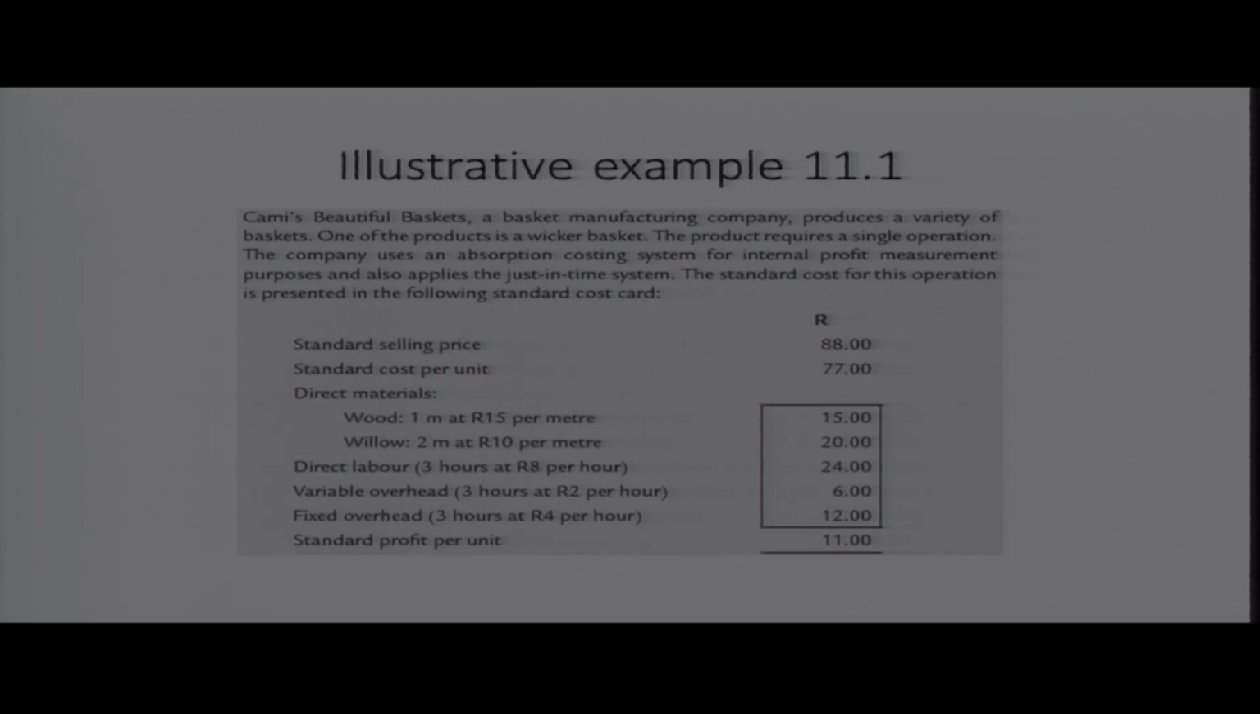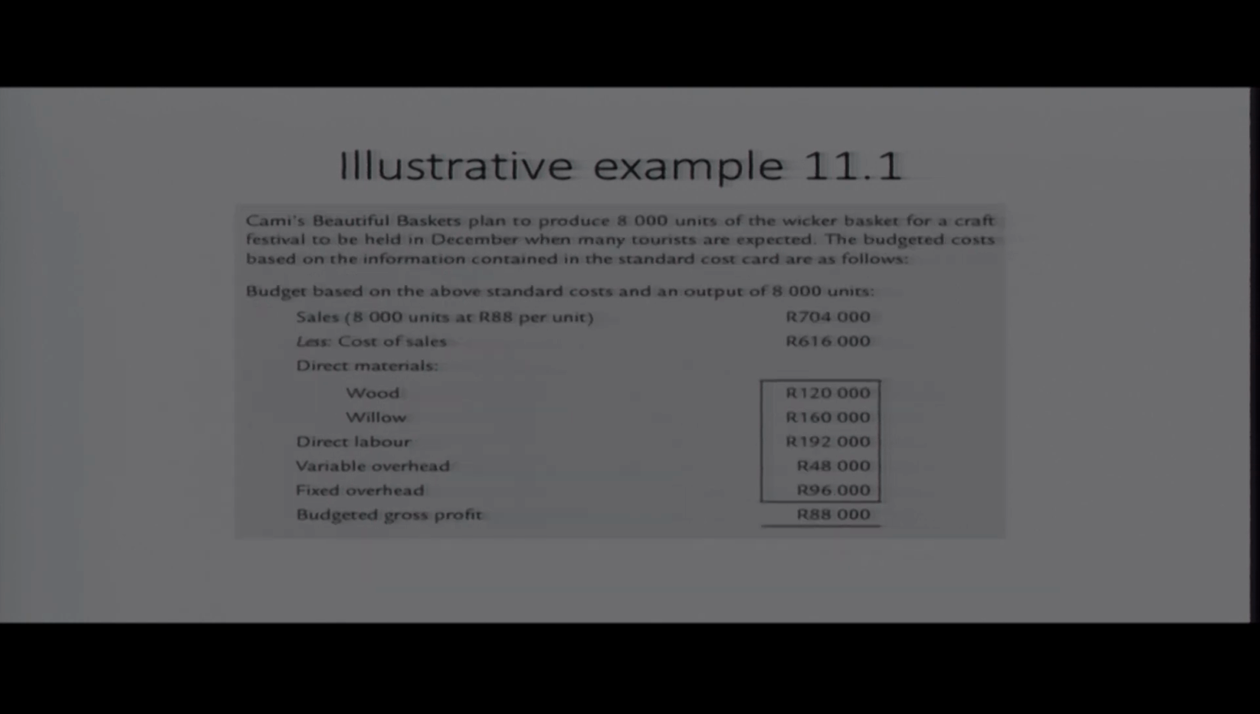So we are looking at the standard cost that has been set for the selling price at 88 Rand per unit. The standard cost per unit is 77 Rand, which is made of the material cost for material wood and material willow, direct labor, variable overheads, as well as the fixed overheads. So selling price minus our standard cost per unit then gives us our standard profit, which is 11 Rand. Then the budgeted income statement was at 8,000 units. That gave us a profit of 88,000 Rand.